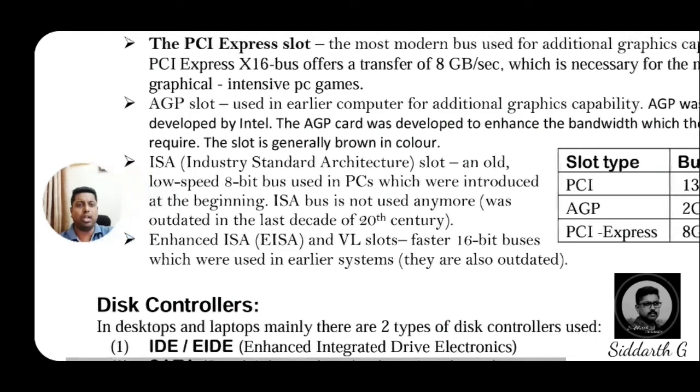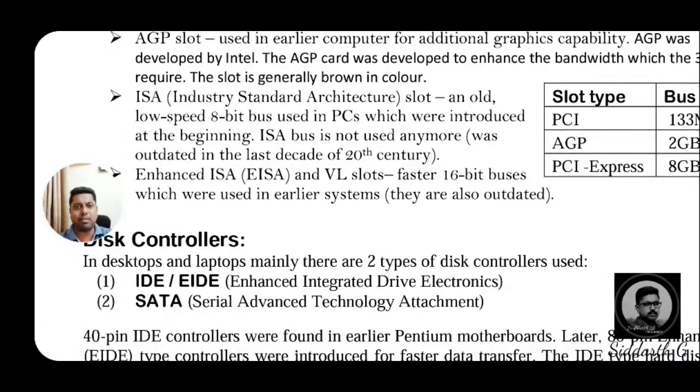This is also an older type of slot with a low speed, 8-bit, used in PCs when we were introduced at the beginning. If you are remembering, XT motherboards supported these kinds of ISA standard architecture. And in the last decade of the 20th century, we were using the ISA, industrial standard architecture slots. Then EISA, where E means enhanced industrial standard architecture. This is faster.